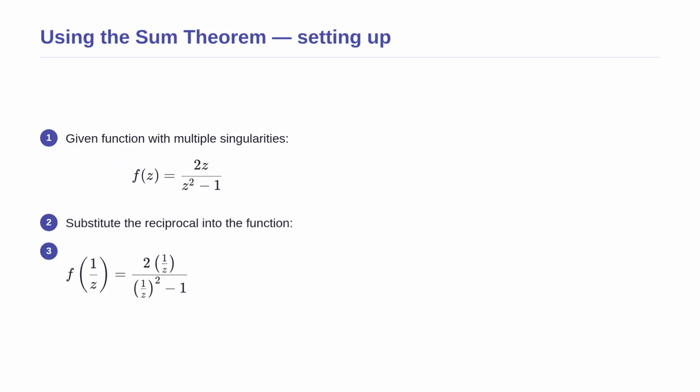For our second example, we will look at a slightly more complex function that has multiple singularities. We are given the function f of z equals 2z over z squared minus 1. We want to find the residue at infinity and then verify our answer using the sum theorem. Our strategy remains exactly the same.